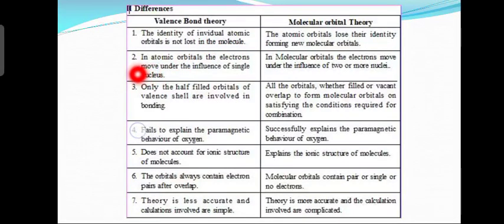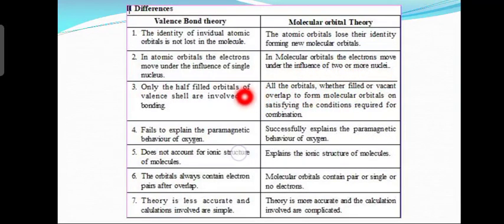Second point. What is the second difference? In atomic orbitals, the electrons move under the influence of a single nucleus. In atomic orbitals, electrons are moving under the influence of a single nucleus, because one atom contains one nucleus, right? Whereas in molecular orbitals, the electrons move under the influence of two or more nuclei. How is the molecular orbital formed? By the combination of atomic orbitals, correct? The minimum number of atomic orbitals required to form a molecule is 2, correct? Therefore, in molecular orbitals, the electrons are moving under the influence of two or more nuclei.